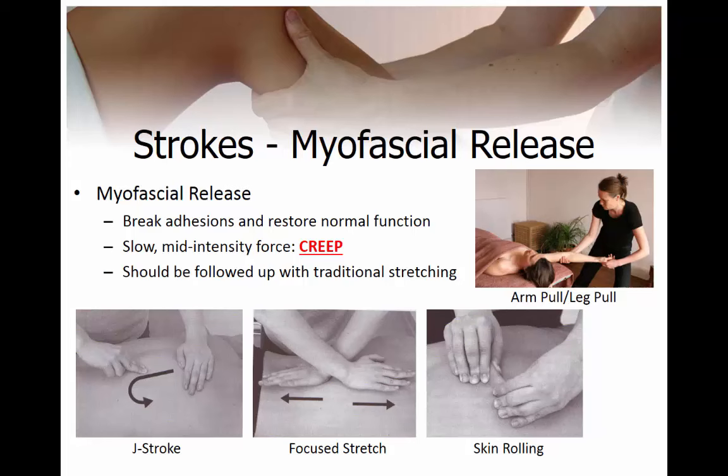The J-stroke is one of the most fundamental forms of myofascial release and is used to mobilize superficial fascial restrictions. Skin rolling also reduces superficial myofascial adhesions. Depending on the amount and the depth of pressure being applied, focused stretching can release both superficial and deep fascial restrictions. The arm pull, leg pull, and a diagonal release attempt to stretch large areas of fascia in the extremities and the torso.